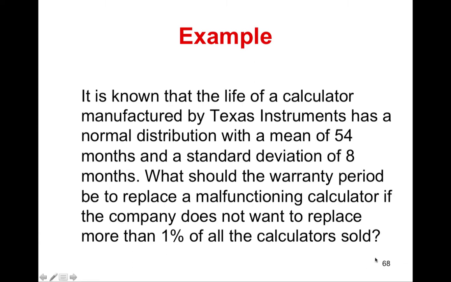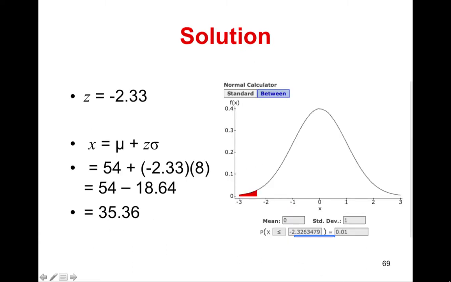So here's one of a couple of concrete examples. We know that the lifetime of a calculator has a normal distribution with a mean of 54 months and a standard deviation of 8 months. What should we have as a warranty period to replace a malfunctioning calculator if we don't want to replace more than 1% of the calculators sold? So that is subtly asking us, what is the z-score for the bottom 1%, the worst 1% of the calculators?